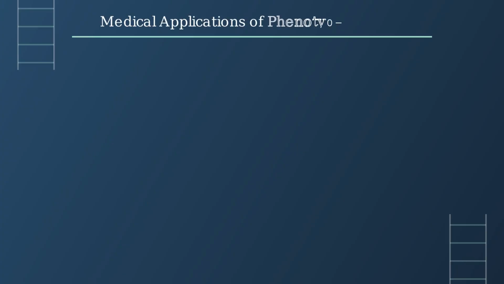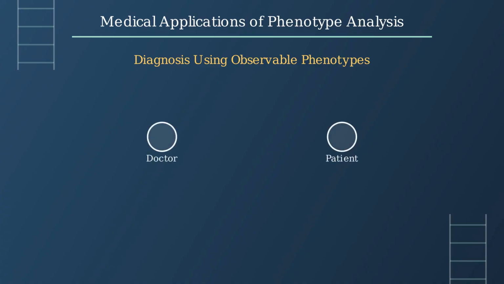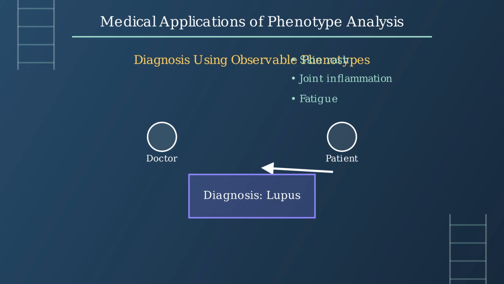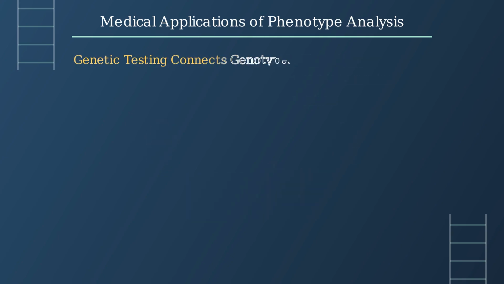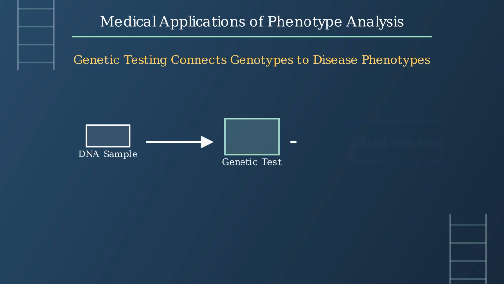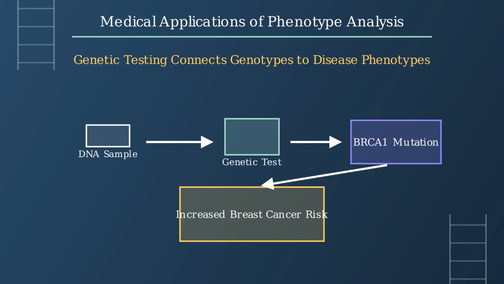Medical applications of phenotype analysis. Doctors rely on observable symptoms, which are phenotypes, to diagnose medical conditions. These physical manifestations provide crucial diagnostic clues. Genetic testing allows us to connect specific genotypes to disease phenotypes. For example, testing can identify mutations in genes like BRCA1 that increase breast cancer risk.